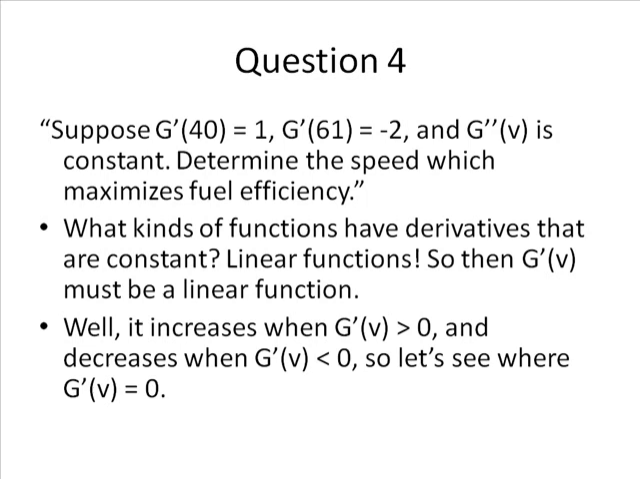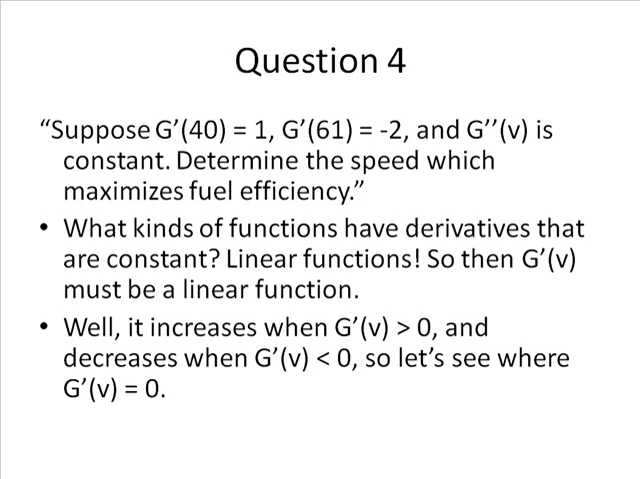A linear function has a constant derivative. So based on this information, and these are the only kinds of functions we had really talked about, that gave the hint that g prime of v had to be a linear function. And we already know two points that function goes through. So we're already in good shape for that.